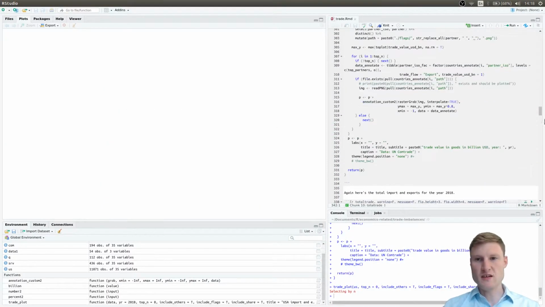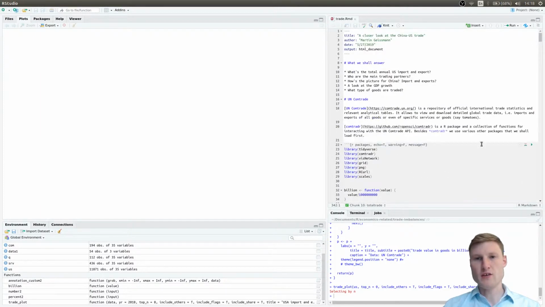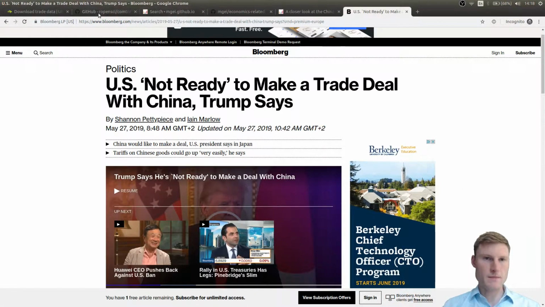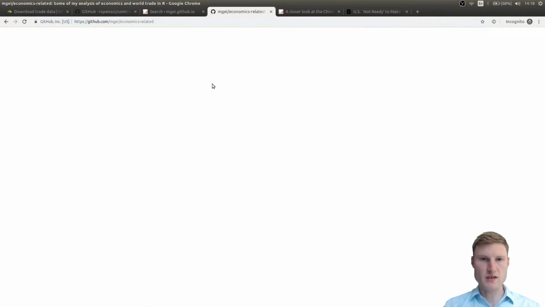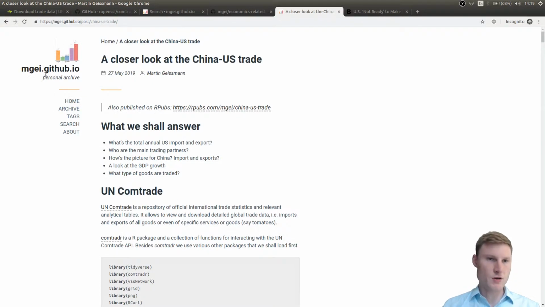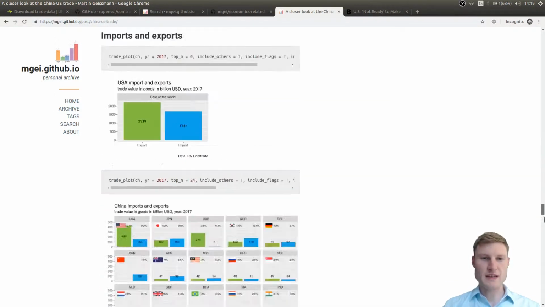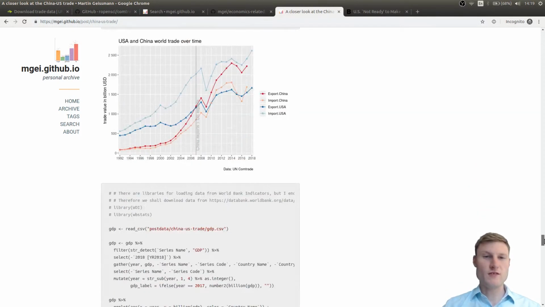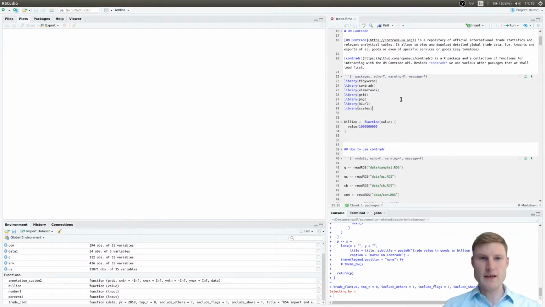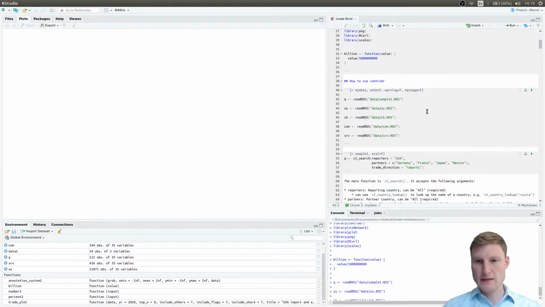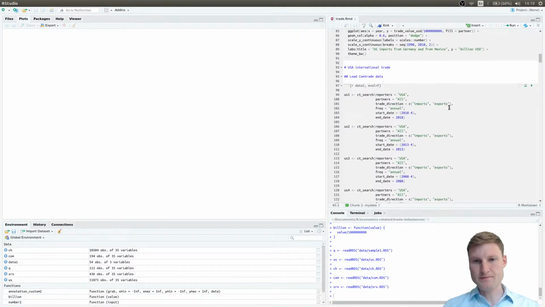And we're using R. I don't want to focus too much on the code here, but if you're interested, I have a GitHub repository, economic related, where I put the code, as well as a post on my new website, where you can find exactly what we're doing, including the code, so you can replicate what I'm showing in the following. Let's load the data that I've already prepared.